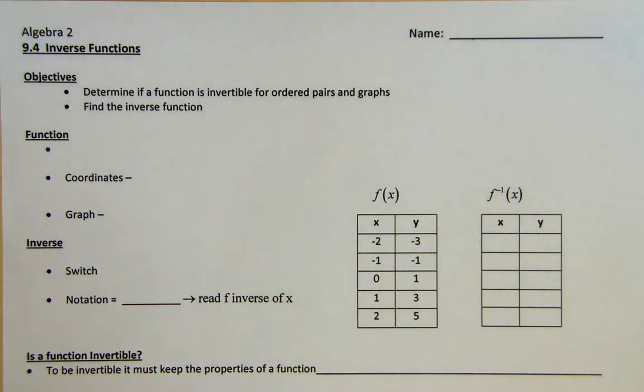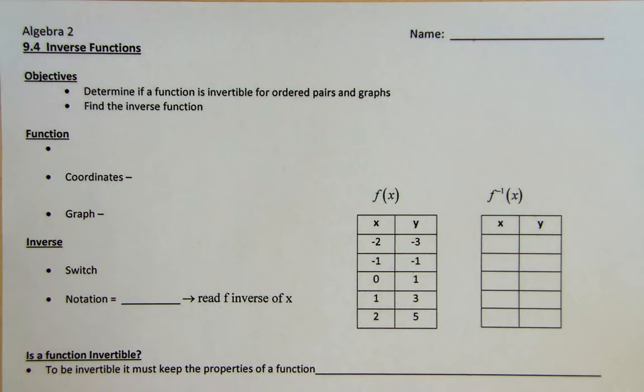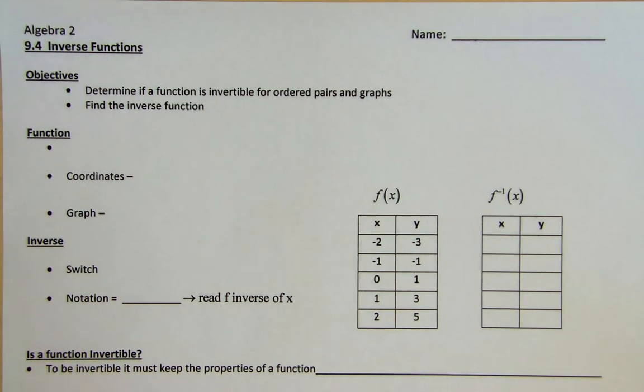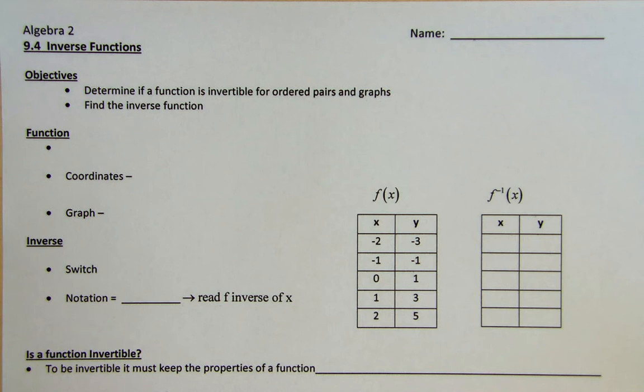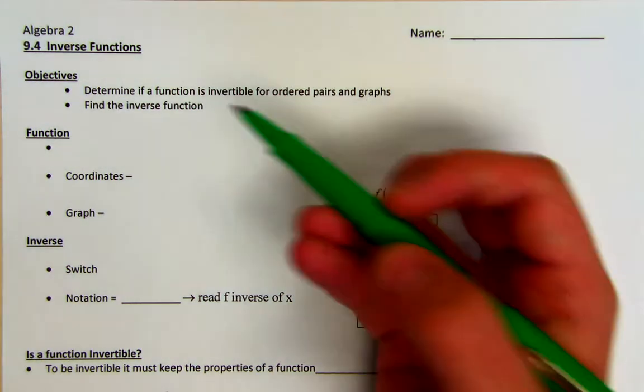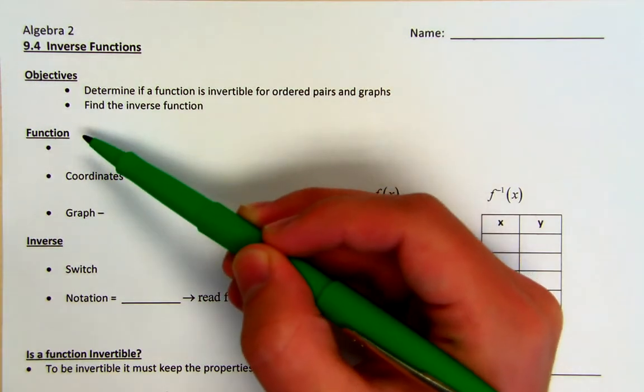In this lesson, we are going to talk about inverse functions. Our objective of this lesson is to determine if a function is invertible for ordered pairs and graphs. In the next lesson, we will talk about finding the inverse of a function. To understand inverse functions, first we need to talk about what a function is.